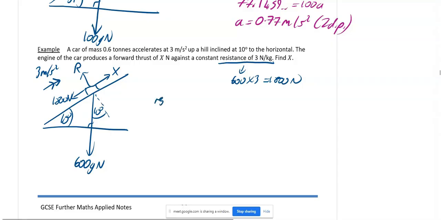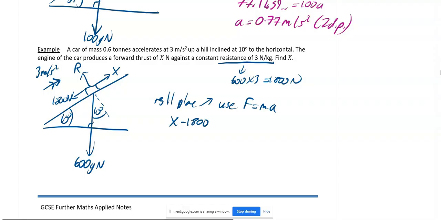Now what we want to do in this question is resolve parallel to the plane, going upwards, and we're going to use F equals ma. And then over to you, please. We'll go for Lewis. Can you tell me what's going up the slope, please? X. Good man. And what's going down the slope? Minus 1,800. Yep, that's one of the things.